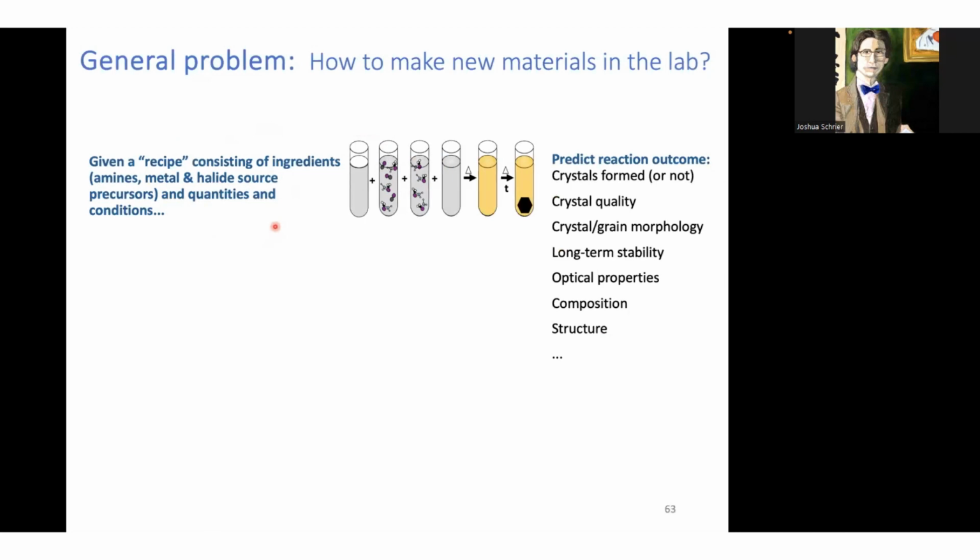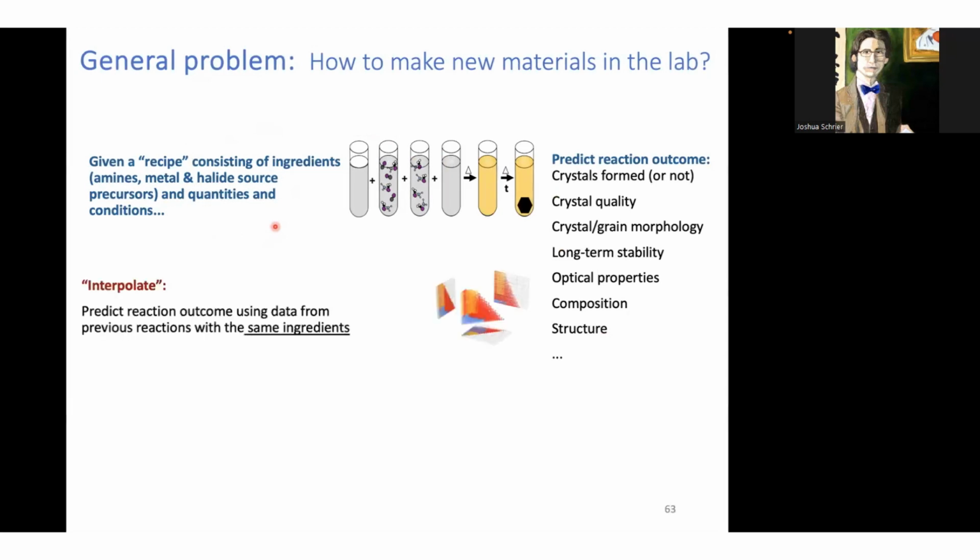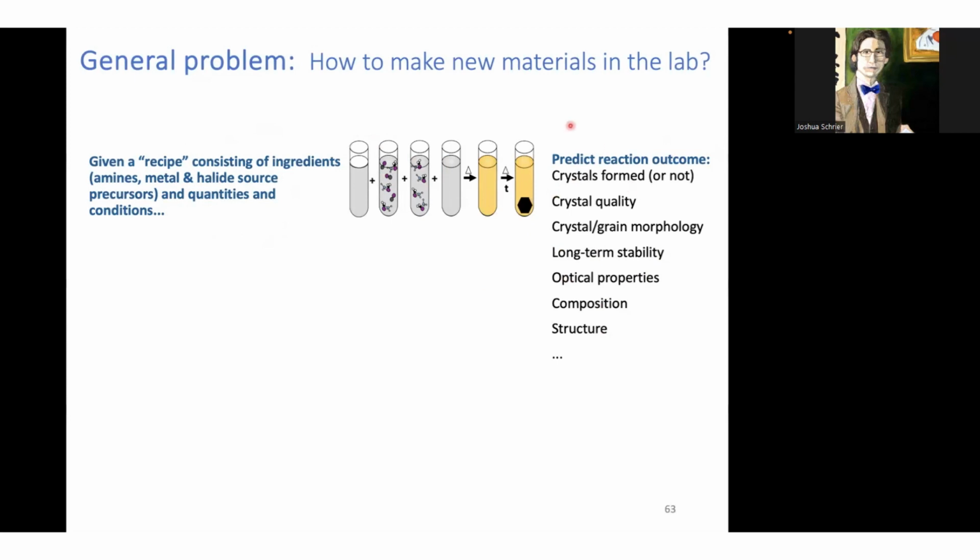How much of that amine should be used, the metal and halide sources and precursors, and then quantities and reaction conditions. And we can think of a hierarchy of different reaction outcomes that we want to achieve. This ranges from very simple thermodynamic properties, like does a crystalline product form at all or not? That would be this simple classification task. But then we can also think about trying to optimize for crystal quality and size, long-term stability, or particular optical properties. And ultimately, at the top of this hierarchy is coming up with ways of maybe predicting composition and structure.